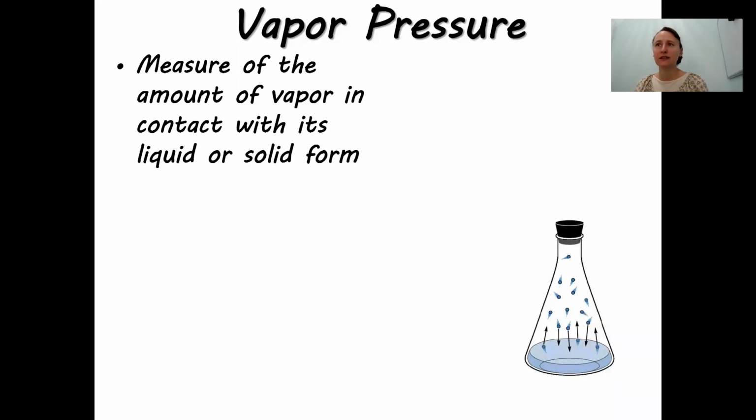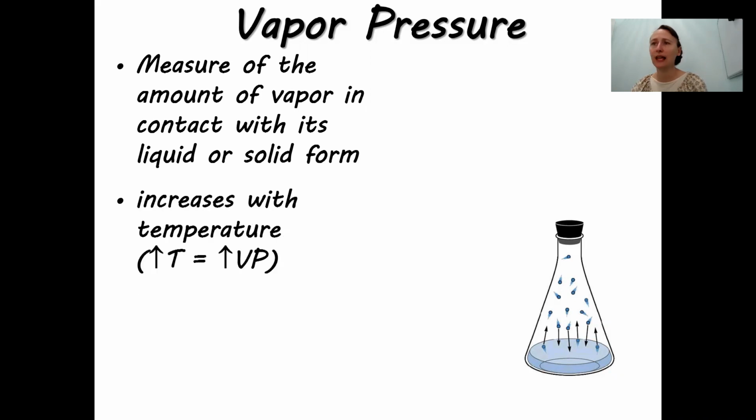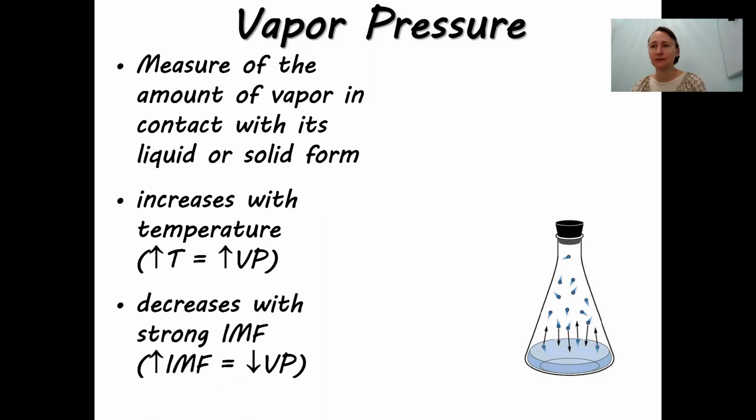Vapor pressure is the measure of amount of vapor in contact with its liquid or solid form. And it increases with temperature. As you heat a liquid or solid, the vapor pressure will increase. And vapor pressure decreases with strong intermolecular forces. So the stronger the intermolecular force, the lower the vapor pressure.